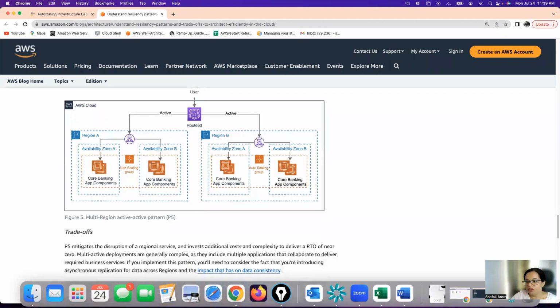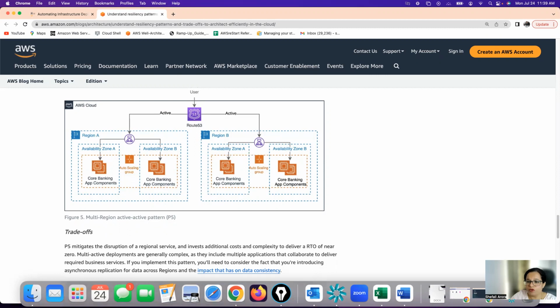So this is really amazing to check here. We have Route 53, and then in region A we have AZA, AZB, same in region B, AZA, AZB, and all the components are replicated and running simultaneously.